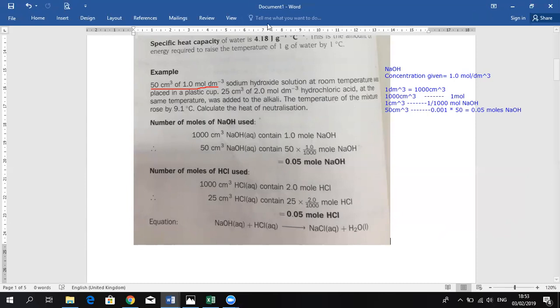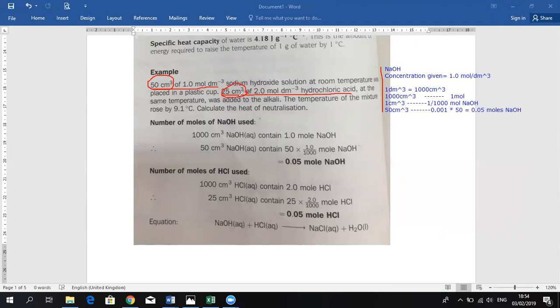So before we get to the part of calculating the heat of neutralization, we need to extrapolate the information that we need in order to work it out. So first thing we're doing is we're actually working out how many moles of hydrochloric acid and how many moles of sodium hydroxide is reacting with each other. And I did my little calculation to the side here, and it's basically the same thing that they're doing on this side. So you want to find out how many moles is in this 50 centimeters cube of sodium hydroxide, and how many moles of hydrochloric acid is in this 25 centimeters cube.